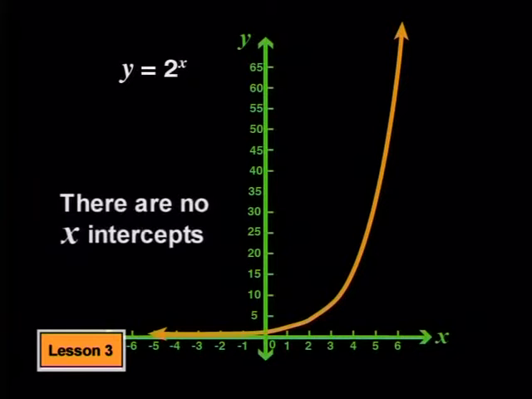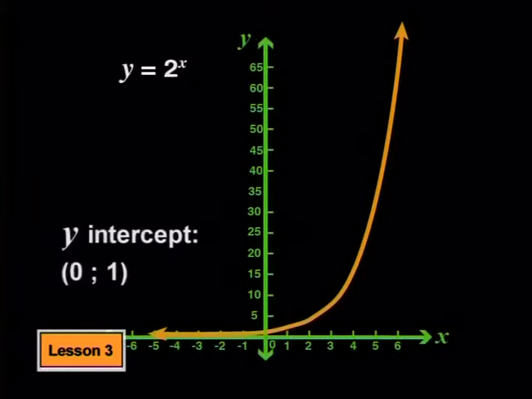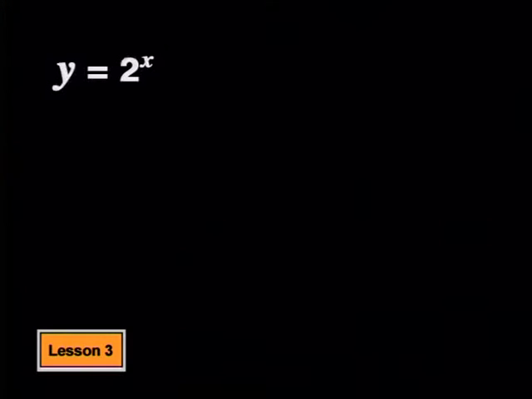Right. What about the x-intercepts? A graph that has the x-axis as an asymptote won't have any x-intercepts. What about the y-intercepts? This graph intercepts the y-axis at the point (0, 1). So far, we've only looked at one exponential function, y equals 2 to the x.